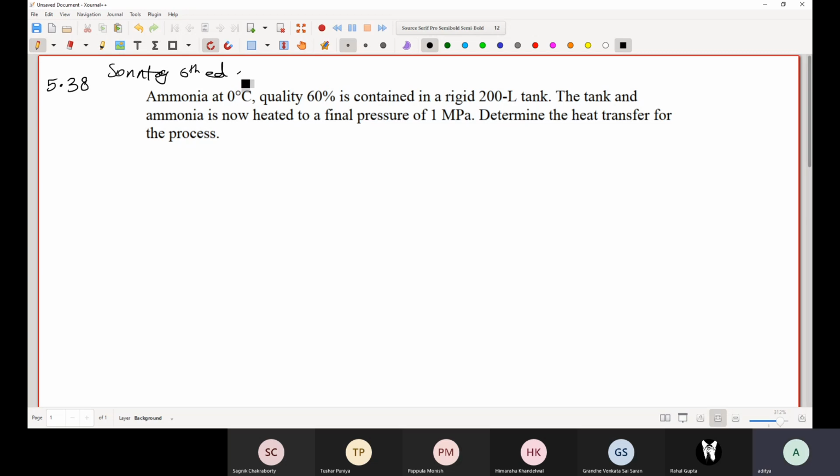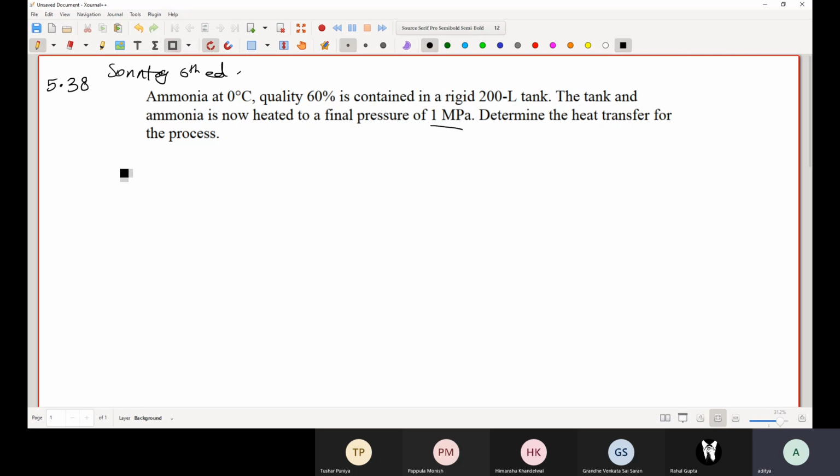So what does the problem say? We have ammonia at 0 degrees Celsius, 60% quality. It is contained in a rigid 200-liter tank. The tank and ammonia is now heated to a final pressure of 1 megapascal. So we have to determine the heat transfer for the process.